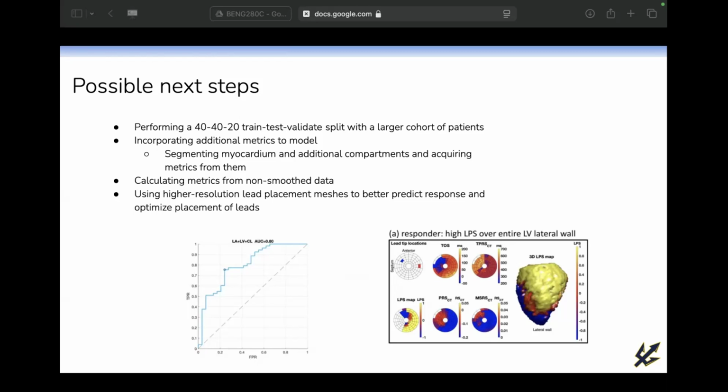I also acquired this data after smoothing the 4DCT data. If we're able to, a next step could be trying to do this from the raw data, if we have a cool model that can do that. And then lastly, we could use higher resolution lead placement meshes to better predict responses and placement of the leads. Although I didn't focus on this for this project, this was discussed in the original paper and could be another future direction. So I've also included the AUC of the last model, which I thought was the best here.